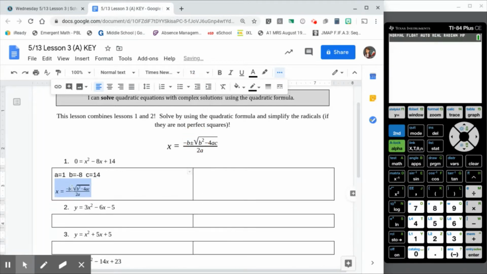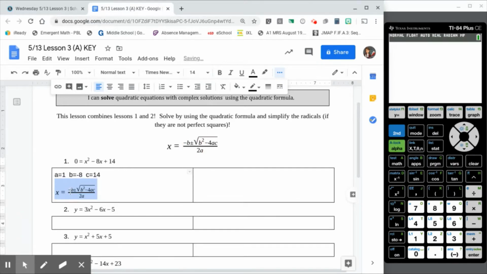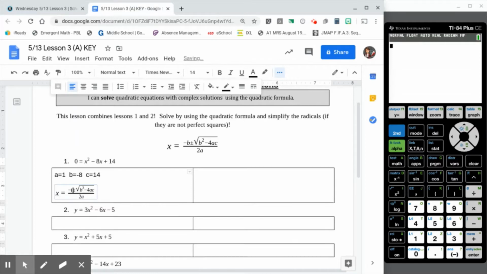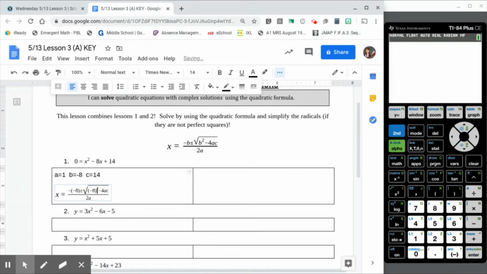That's really tiny, probably just because it's a fraction. So I lied, I'm going to change that back to 14 at least. Okay, so we're just going to plug in. I like to plug in right from my formula using parentheses. As you know, parentheses are super important. My b value is -8. See, we got that double negative again. Our a value is 1, and our c value is 14.